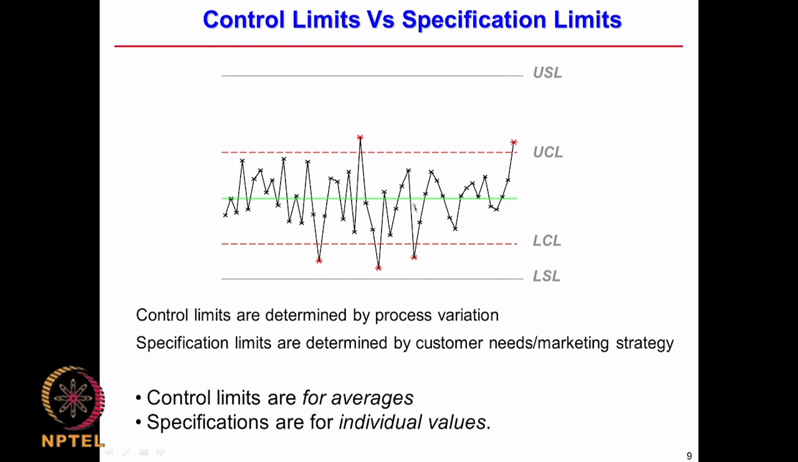What are these control limits? Control limits are what you try to control in your manufacturing facility. Specification limit is what you tell your customer, okay. You may tell the diameter of a bolt is 12 mm plus or minus 0.1 mm, okay. So, the specification limits are minus 0.1 mm and plus 0.1 mm, that is the specification.